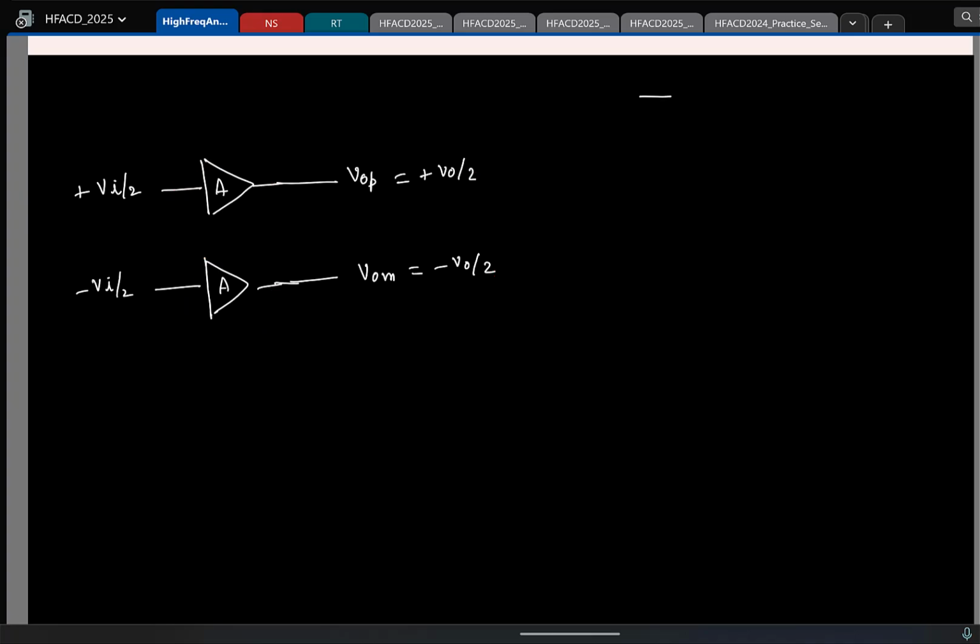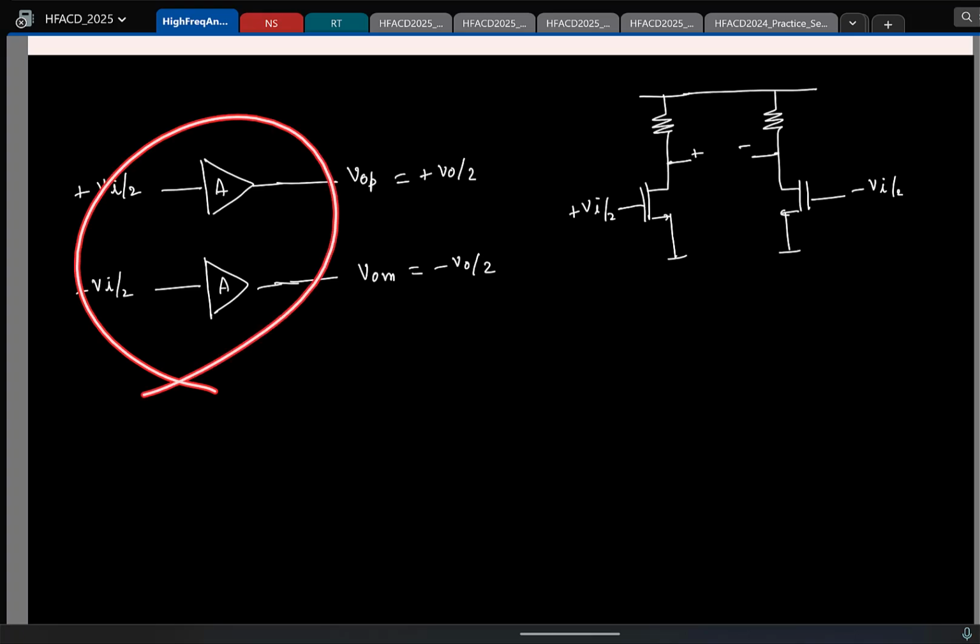Let us say I have a common source, and I give plus Vi by 2. I take another common source, I give minus Vi by 2, and define the output as the difference between these two. This is one trivial way. That's what we have seen as this.